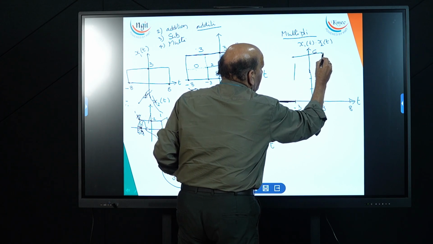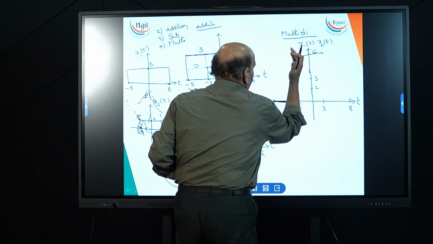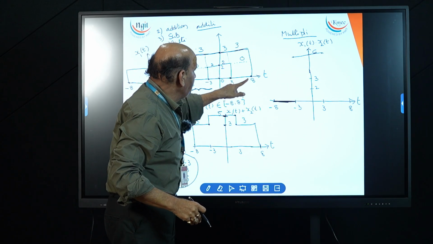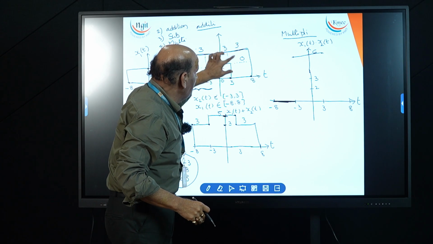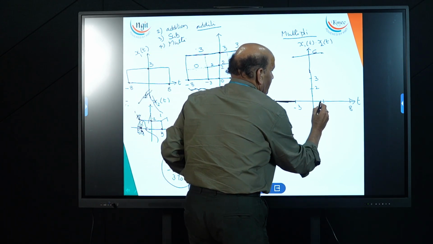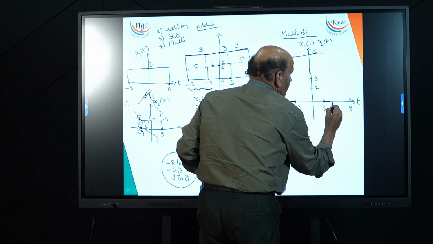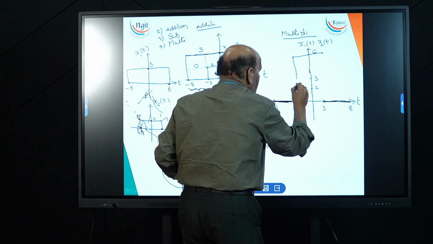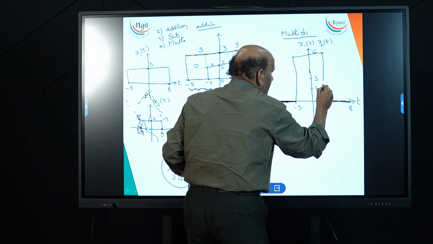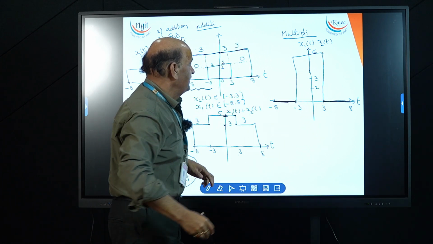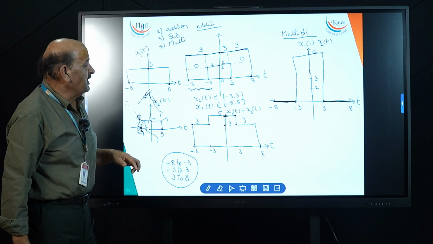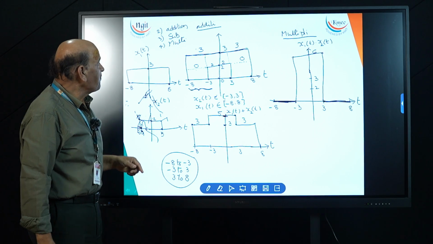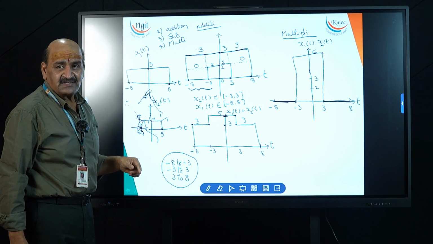Up to which one? Up to 3. Up to 3, 6. Now, again 3 to 8, how much? 0 into 3, how much? 0. From 3 to 8, it is 0. So, draw a thick line. Now, add. Now, look at, that is the multiplication operation of two signals. Two signals, very important concept.